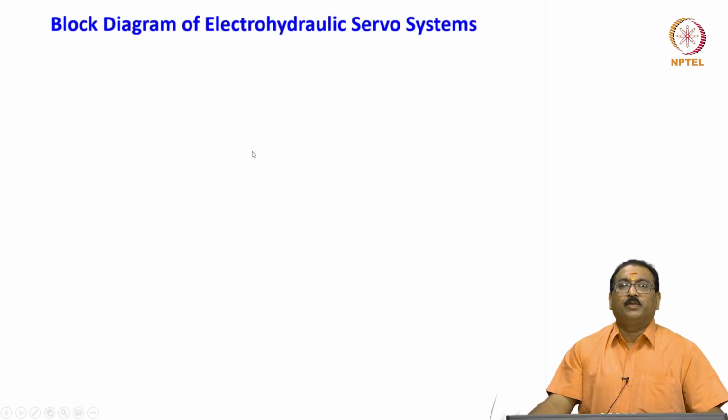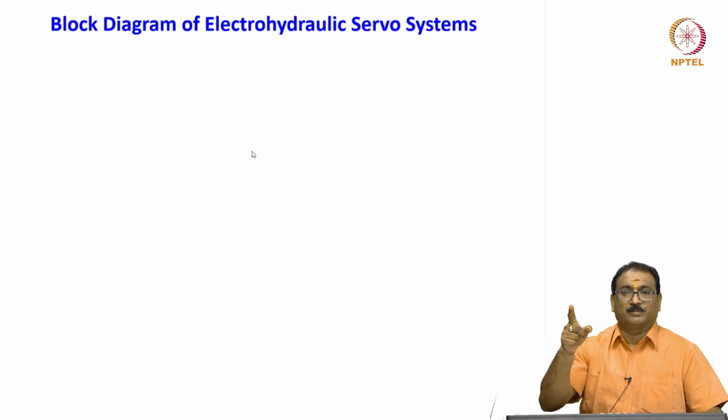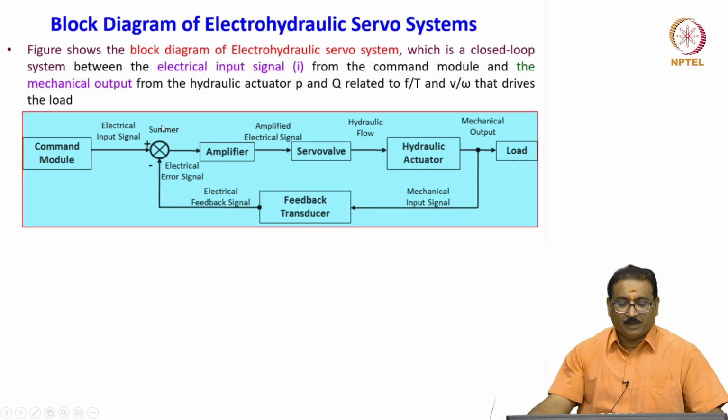Now, quickly I will show you the block diagram of electro-hydraulic servo systems, how they work. As I have told you, it is a closed loop system, correct. So, the figure shows the block diagram of electro-hydraulic servo systems, which is a closed loop system between the electrical input signal I from the command module and the mechanical output from the actuator, P and Q related to force and torque and velocity and angular velocity, that drives the load.